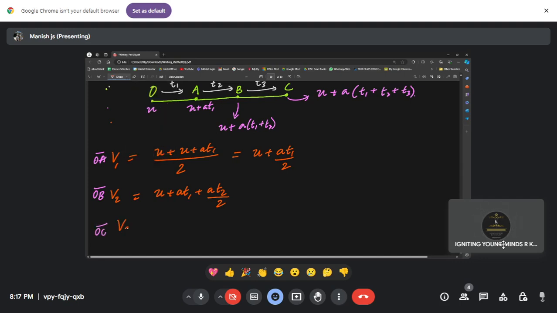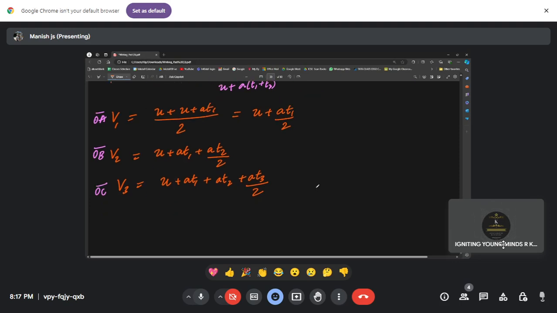So similarly, V3 can be written as u plus (a1 + a2 + a3)/2. So we are trying to generalize here. Once you generalize it, we can relate the equations. Mark the equations, children. This is the first equation, this is the second equation, and this is equation number 3.